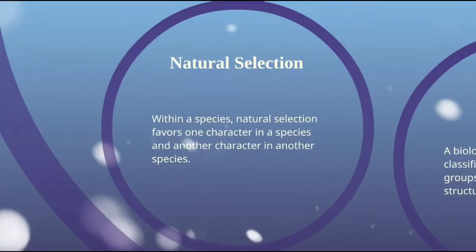To tie into the classification of organisms, we have natural selection. Within a species, natural selection favors one character in a species and another character in another species. However, species selection may cause the species with one of the characters to reproduce rapidly, which explains the coexisting of two similar species.